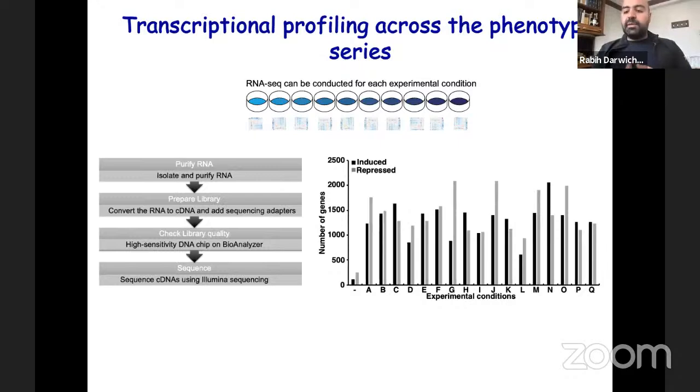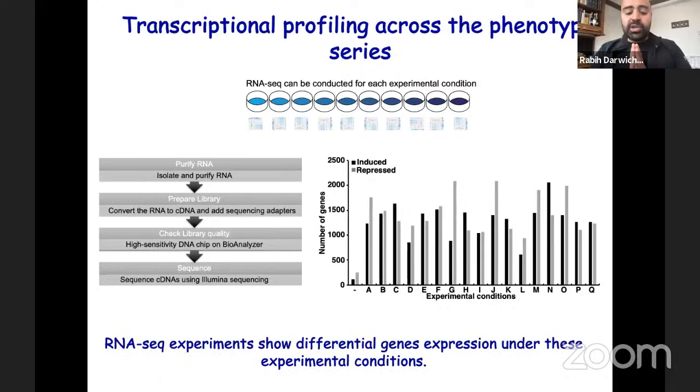What we got back from the information that we obtained was the expected results under every condition. We have some genes that were upregulated and some other genes that were downregulated. As we can see here, for example, in condition A, 1,000 genes were upregulated compared to the non-treated cells, while other genes were downregulated, also compared to the non-treated cells. The conclusion from here is that the RNA-seq experiment showed us different gene expression under these experimental conditions.